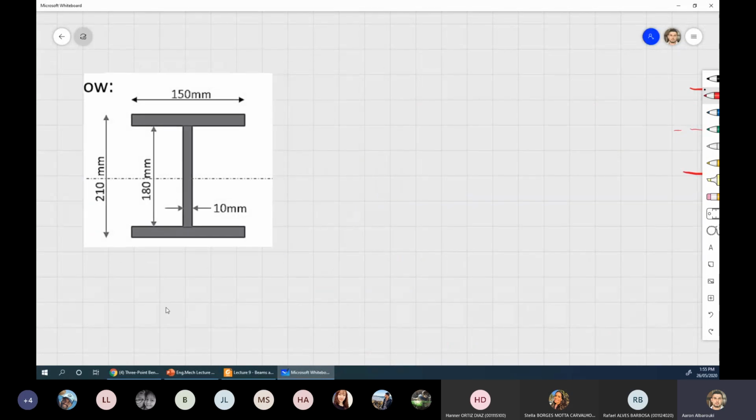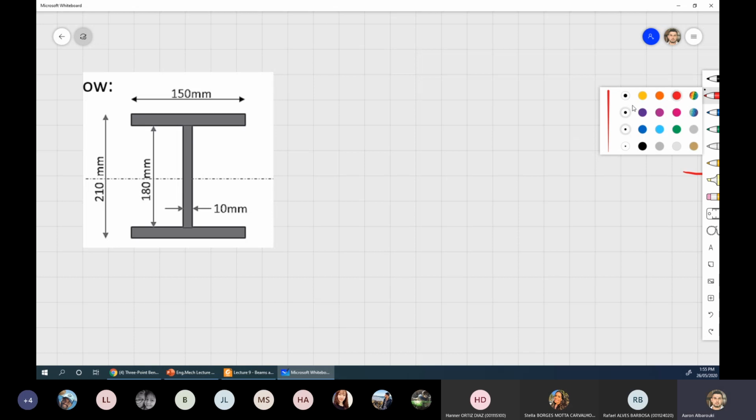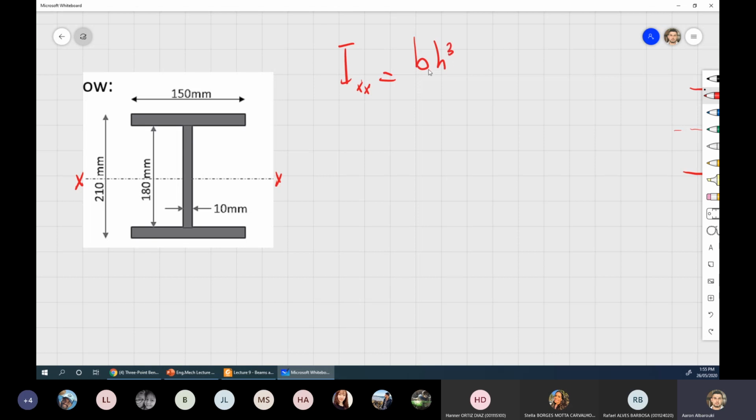This is the shape we're trying to work with. What Hannah's suggesting, I'm calculating Ixx, assuming this is X here: Ixx equals BH cubed on 12. That's what Hannah's suggesting. He took B as the width, 150, which is the parallel, multiplied by 210 cubed on 12.